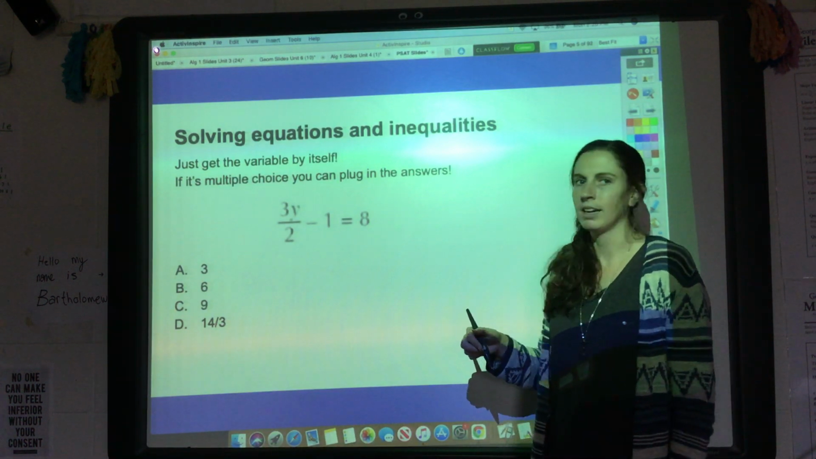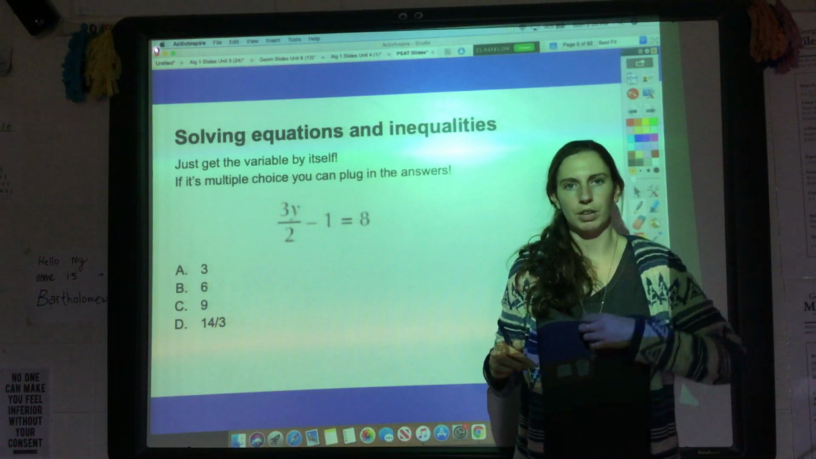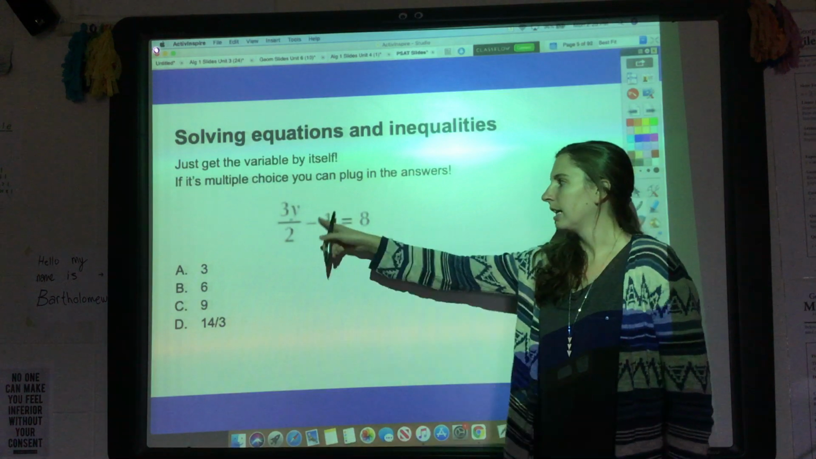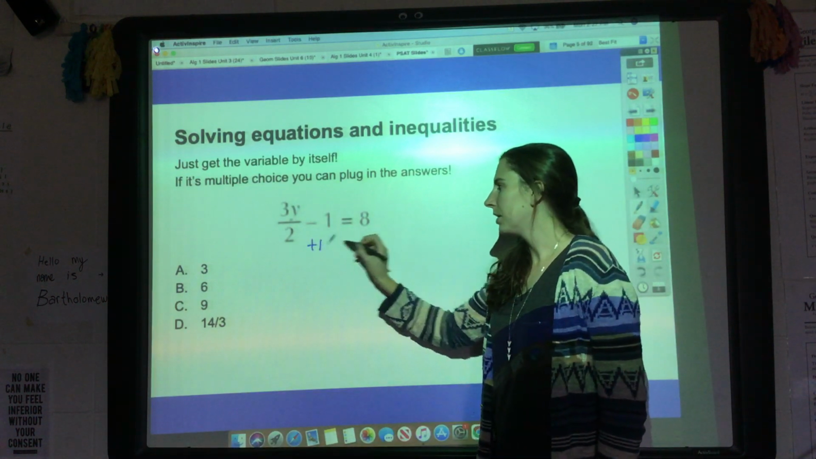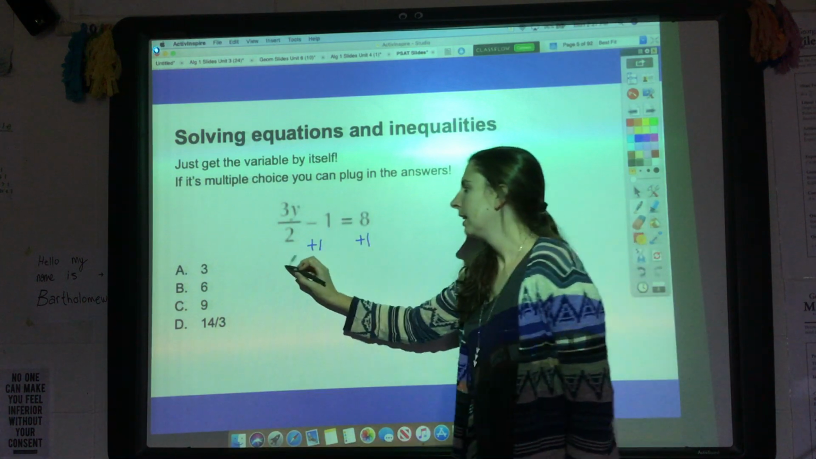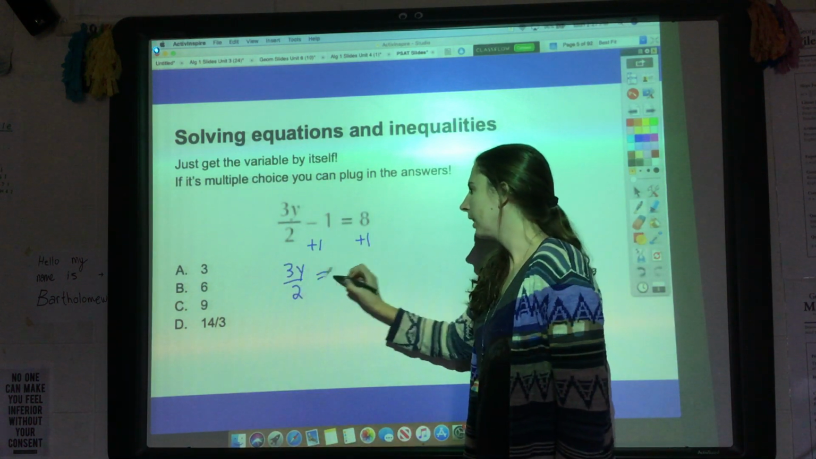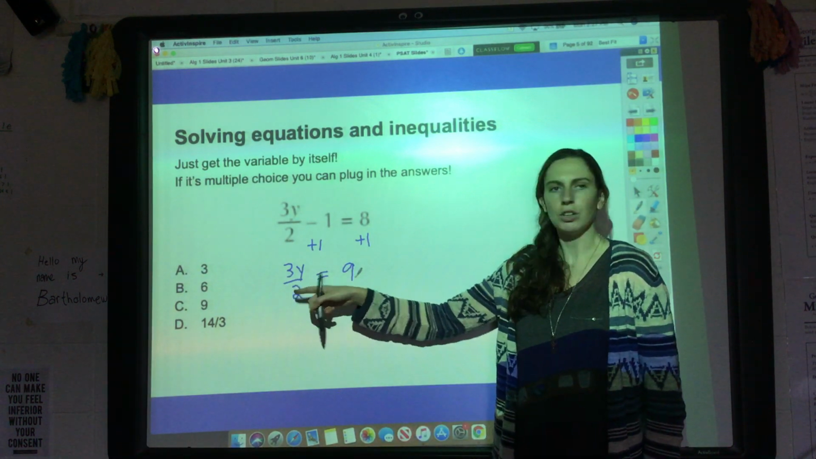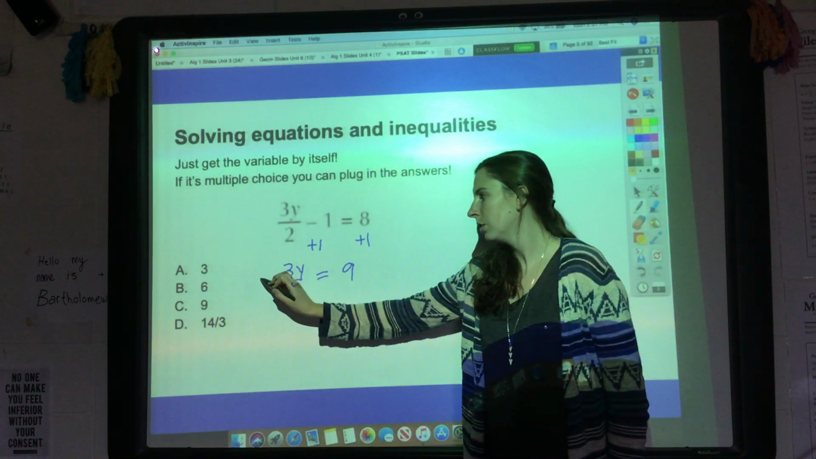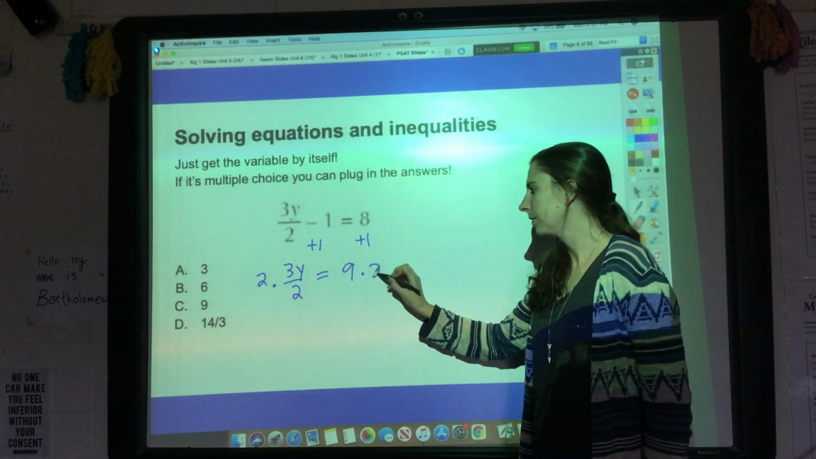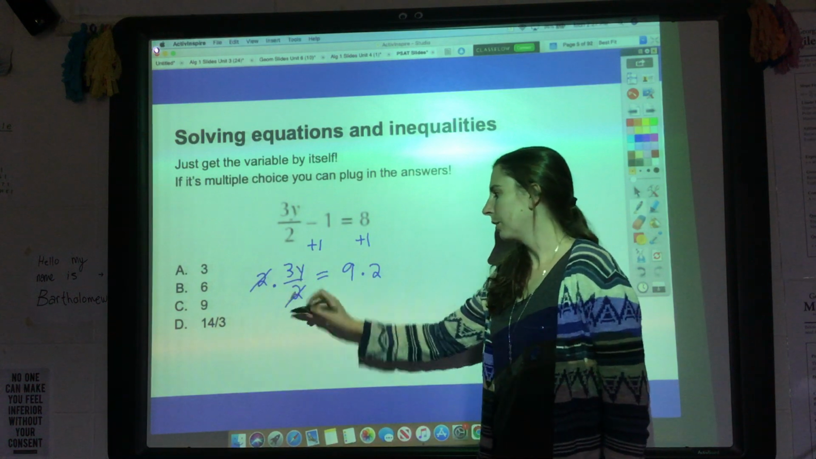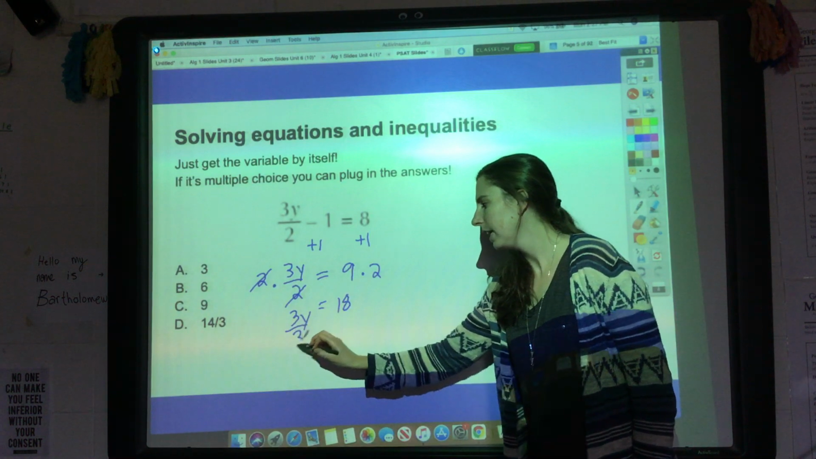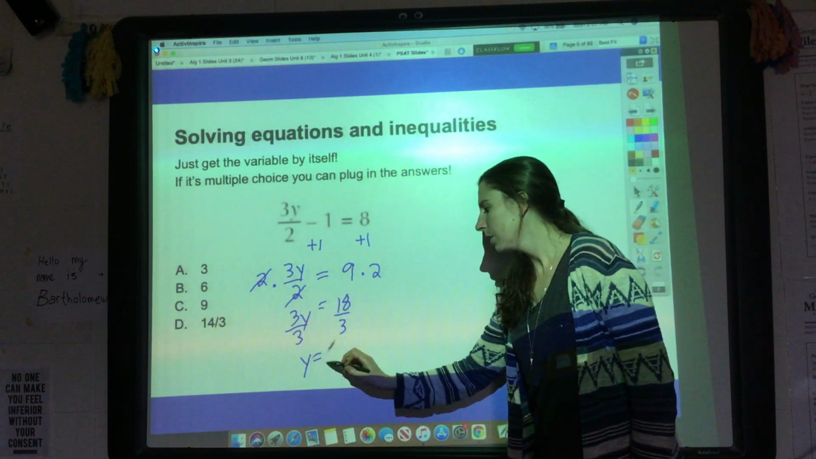When you are solving, you're going backwards in the order of operations. You're like undoing each operation at a time. So the first thing to go is addition and subtraction. I'll add 1 to both sides to get rid of that, leaving 3y over 2 equals 9. Then the next thing to go is this division right here. So to get rid of dividing by 2, I'll multiply by 2. That leaves 3y equals 18. And then divide by 3, and you get y equals 6.